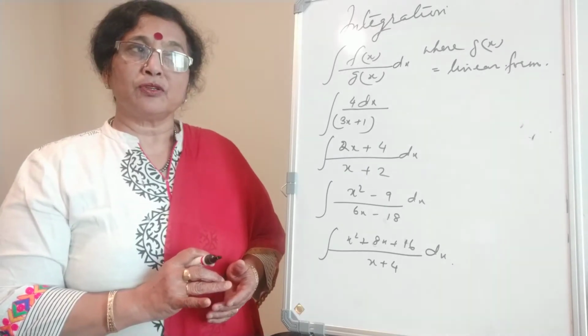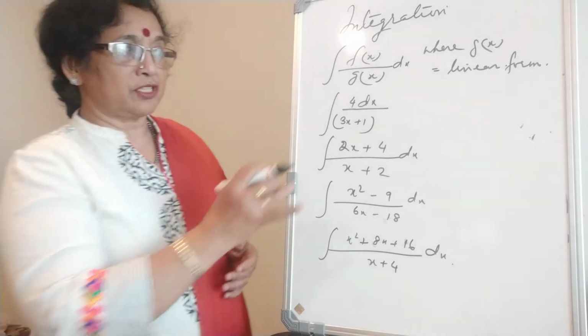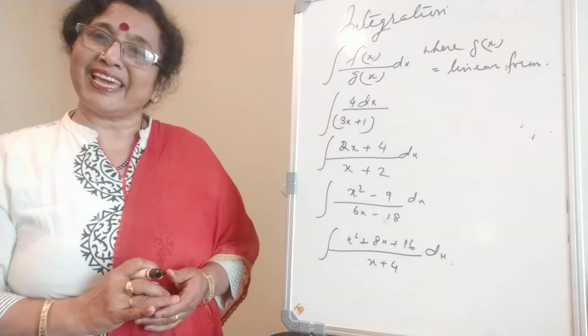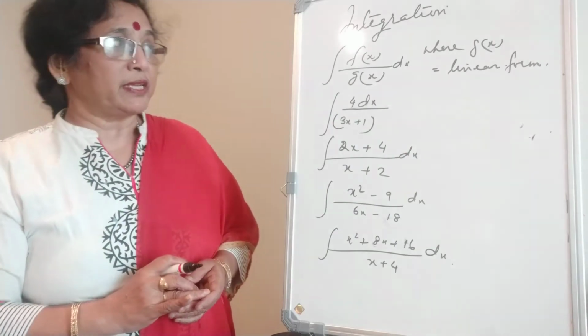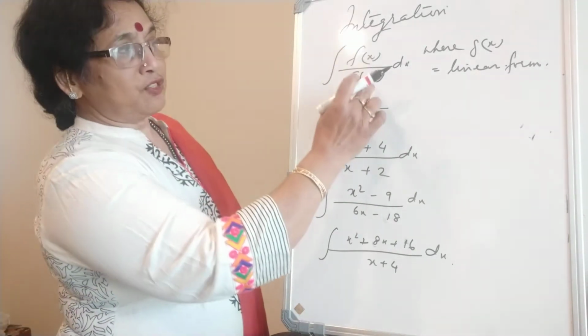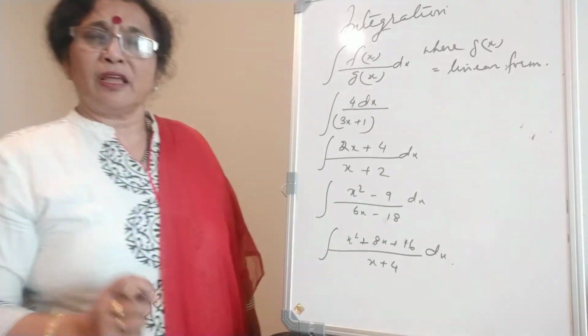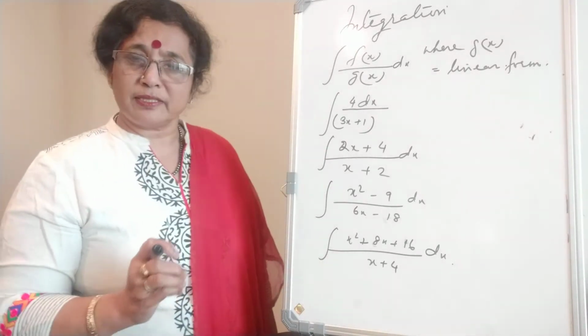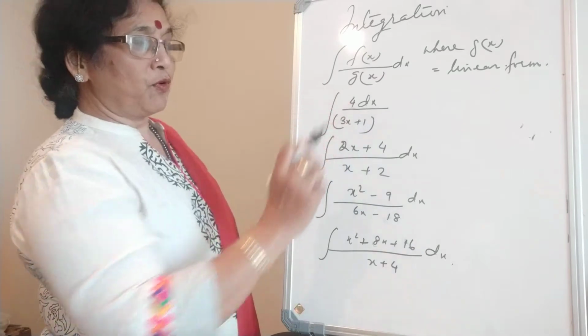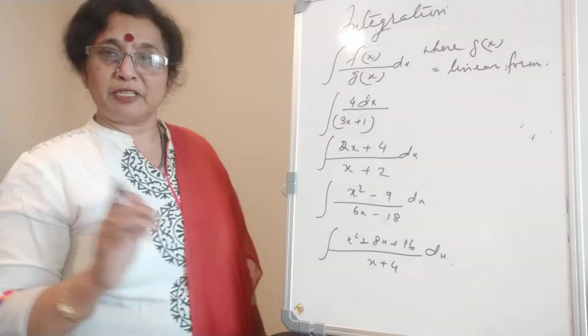Now we are doing only linear functions, where the denominator is of the form ax plus b. So f of x and g of x, where in the denominator you have linear functions. Now let's see some very nice ones. Suppose I give you 4, a constant, by 3x plus 1.